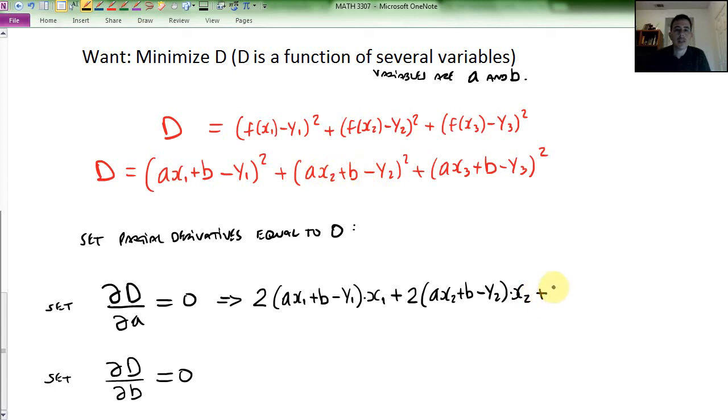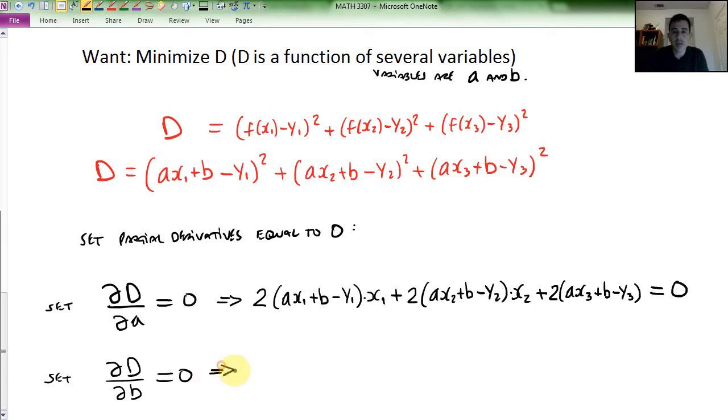Same thing with the third expression there. And then we set this equal to 0. And you're going to do the same thing with the second one. Take the derivative, but now it's with respect to b.